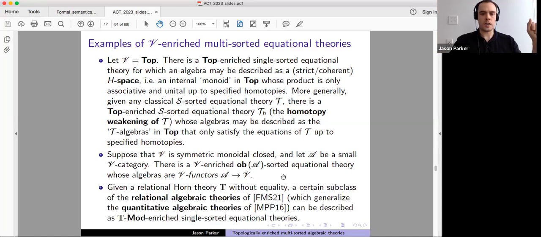And for a final example, if we're in a context where we have a relational Horn theory T without equality, then a certain subclass of the relational algebraic theories of this paper here, which is called monads on categories of relational structures, these can be described as T-Mod-enriched single-sorted equational theories, where T-Mod is the category of models of T. And these relational algebraic theories generalize, for example, the quantitative algebraic theories introduced in this paper here.